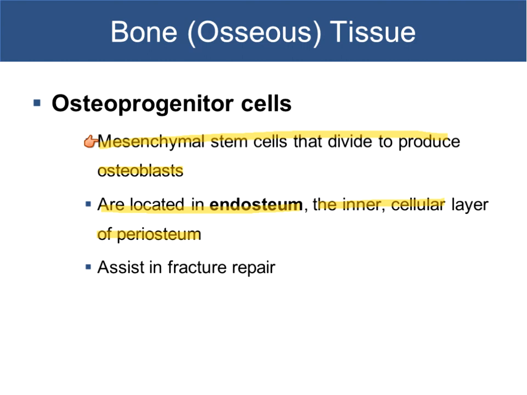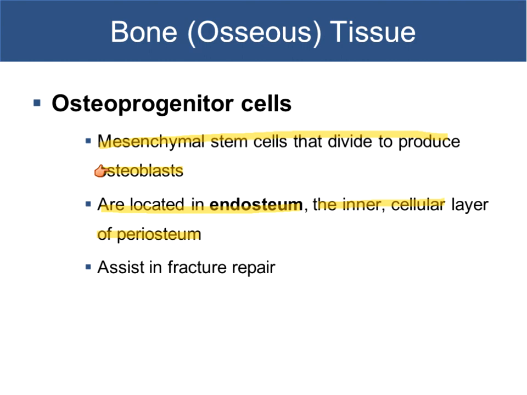Osteoprogenitor cells are a special kind of mesenchymal stem cells, which we've already discussed are one of the 9 cell types that you can find in connective tissue. They divide and become osteoblasts. Where we find osteoprogenitor cells is in the endosteum, or the inner layer, the inside portion of the bone, and the inner cellular layer of the periosteum.